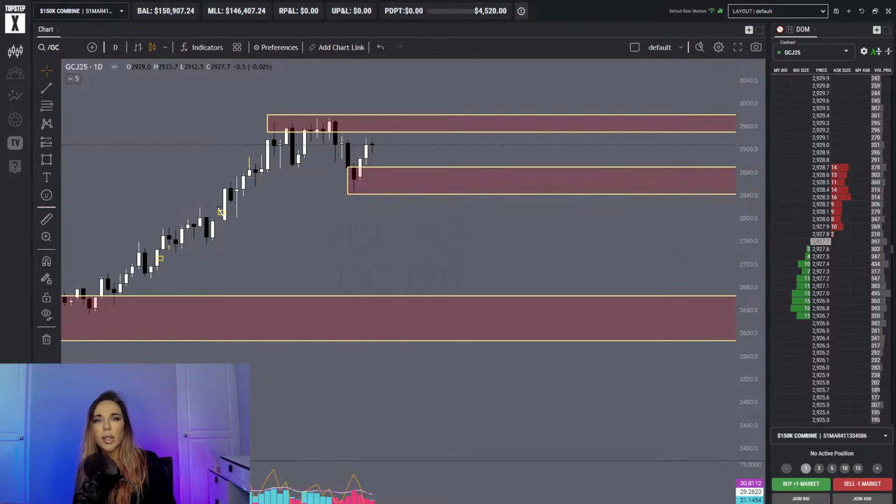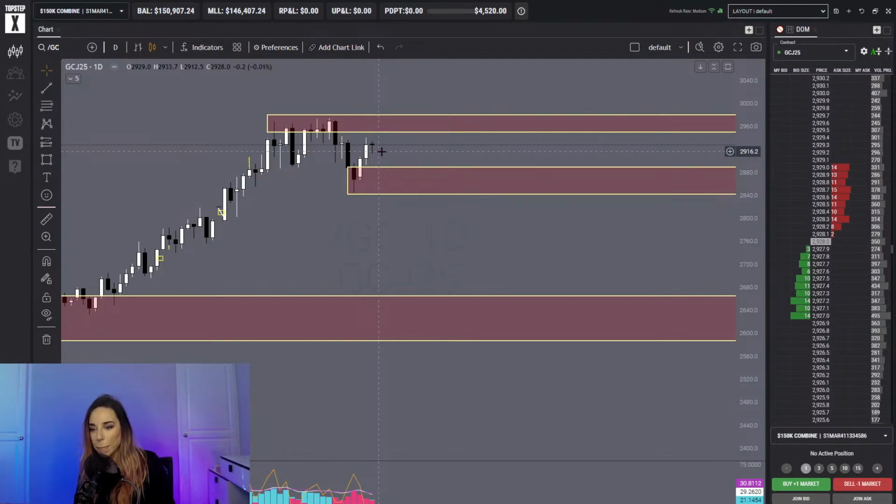Paul H says, and why is that an area of demand? It's just because we created some sort of a reversal, market state change, and then we moved away from it. So that is a demand, right? That is what you're looking for.